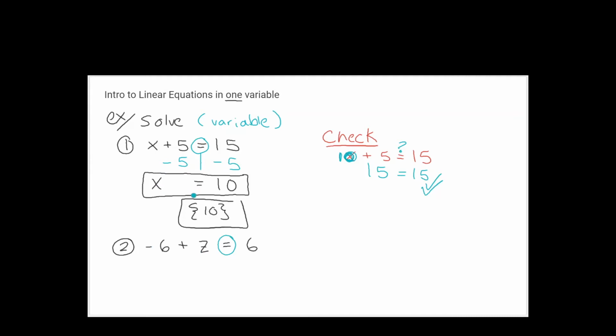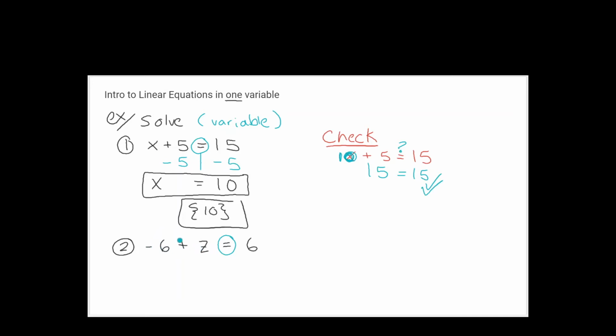Don't sweat it. Just read it out loud to yourself. Whisper under your breath. No one's judging you. You got -6 plus z. Well, again, I want this z by itself. So I'm going to undo this -6 plus there.